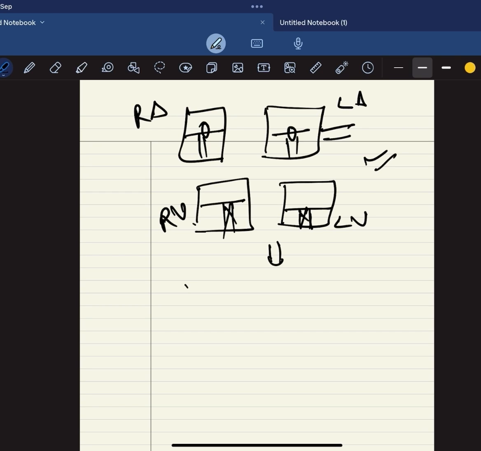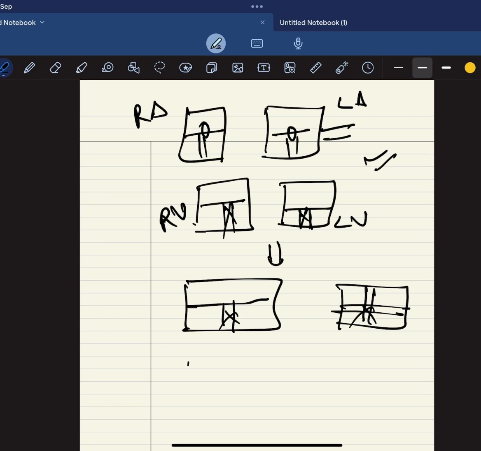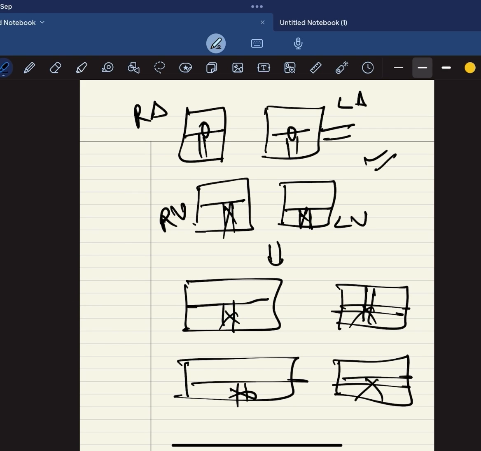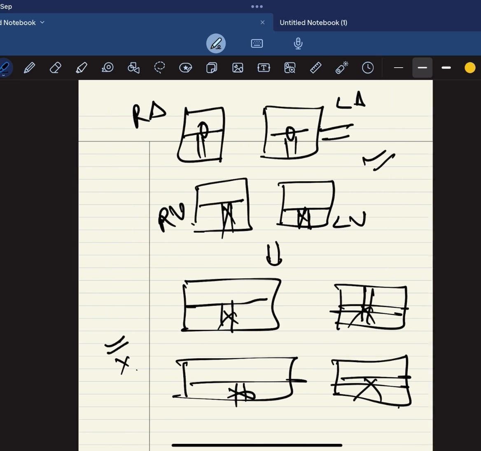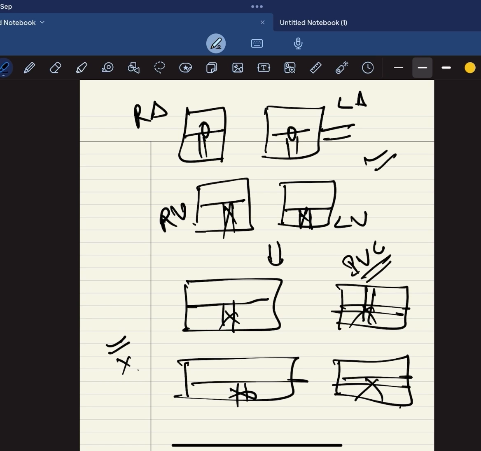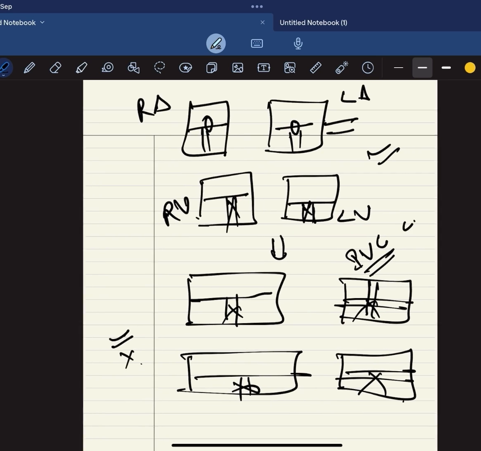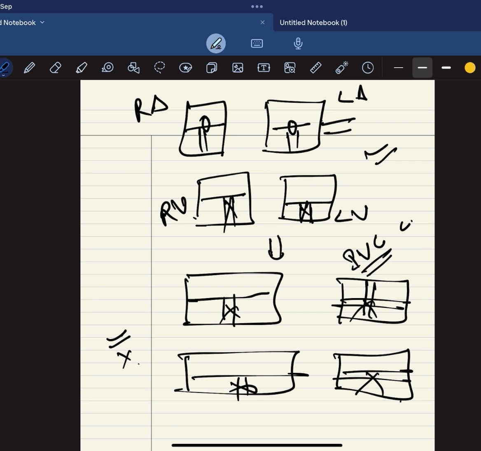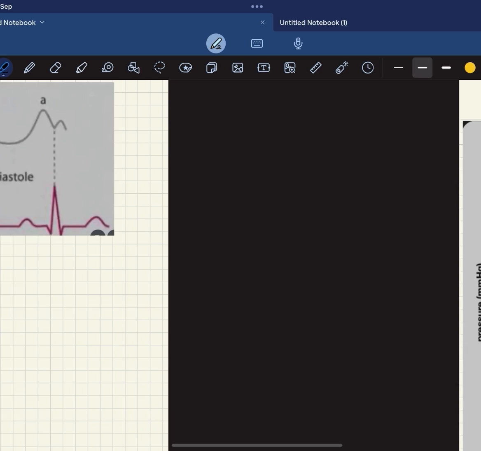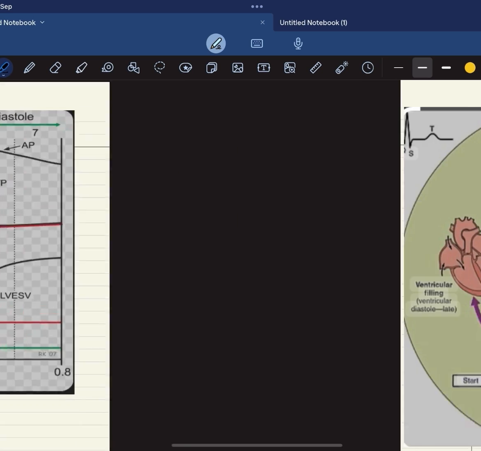Then during the isovolumetric contraction phase, all four valves are closed. So the ventricle is neither receiving nor ejecting its blood into the aorta. This is the isovolumetric contraction phase, which corresponds to the C wave in the JVP. You can remember it as the cusp of the tricuspid valve bulging into the right atrium. So let's see the cardiac cycle here.